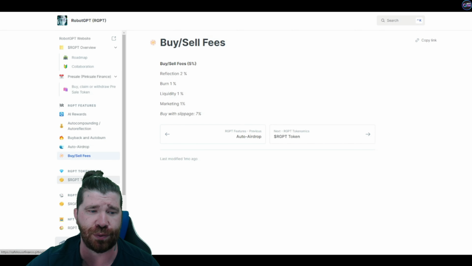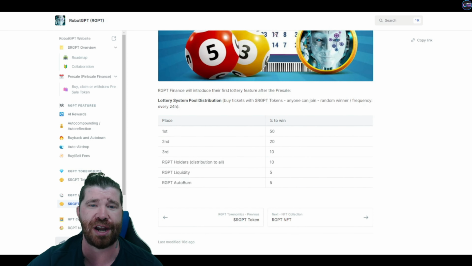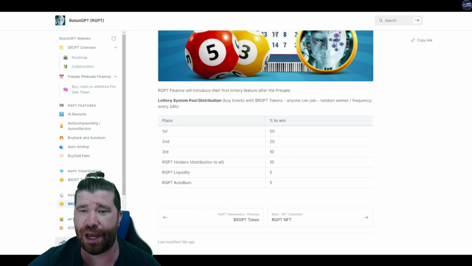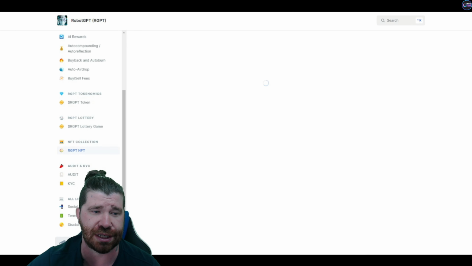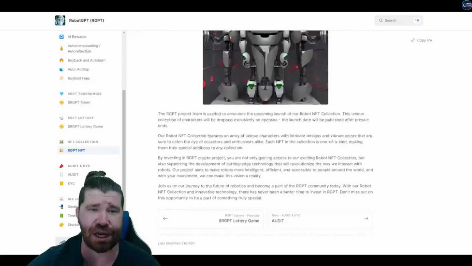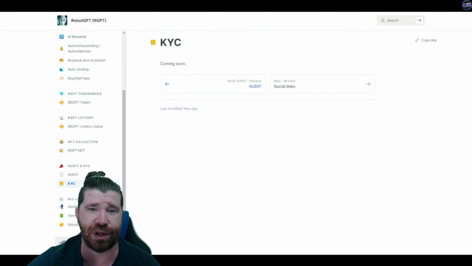We got buy and sell fees. We even have the token. We even have a lottery game, which is cool. So Finance will introduce the first lottery feature after the pre-sale. Which is big. Anyone can join. So yeah, right here. So that's awesome. So yeah, be on the lookout for the latest news, latest info. We got the NFT, as we already talked about, which is going to be good. We got audit. We even have KYC, which is going to be coming soon.